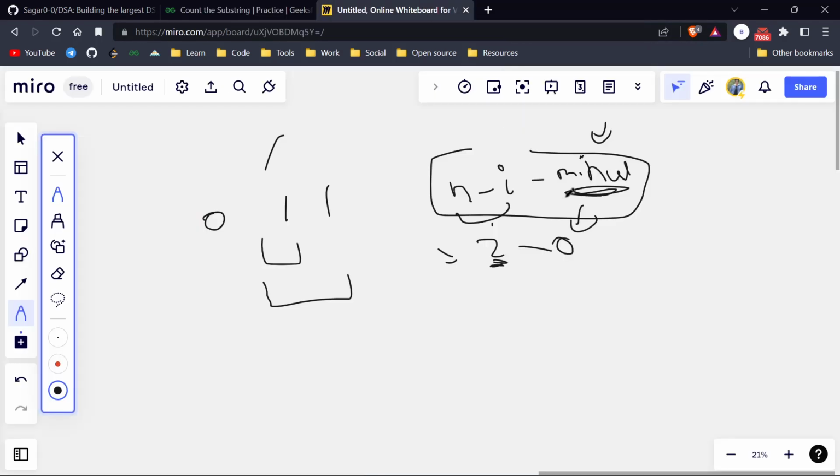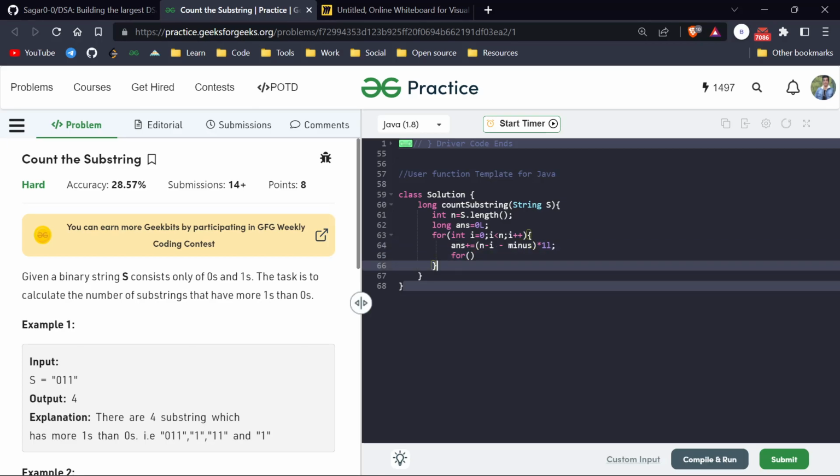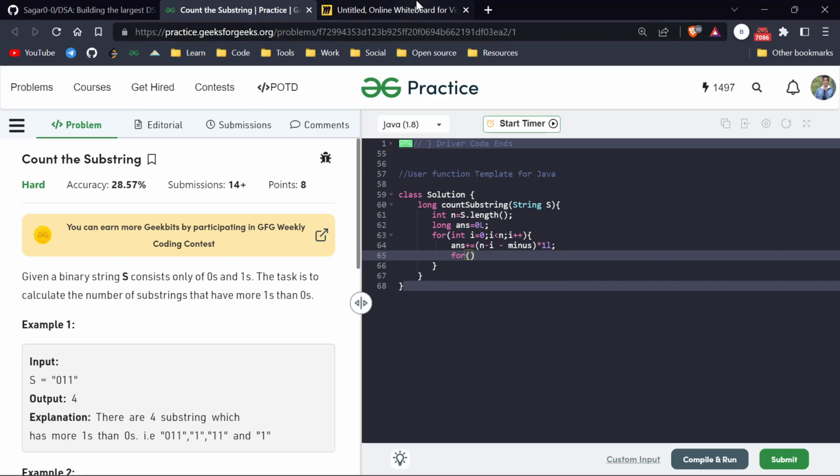And after that, how can we calculate our minus? We just have to calculate our minus every time. But if you don't know how you can update this minus, you can just iterate in this string. You will start from this ith point, and you will check all the substrings that have more zeros than ones, okay? You can do this by yourself. You can run another loop here to check how many substrings are present with more zeros, okay?